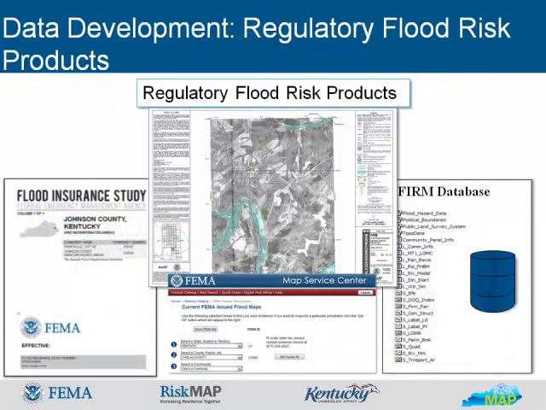Floodplain mapping pre-RiskMAP generated 3 types of products: the FIRM database, the flood insurance study, and the flood insurance rate map. These are all regulatory products used for floodplain management and to establish mandatory flood insurance purchase requirements. These products will continue to be generated from the FEMA watershed studies.